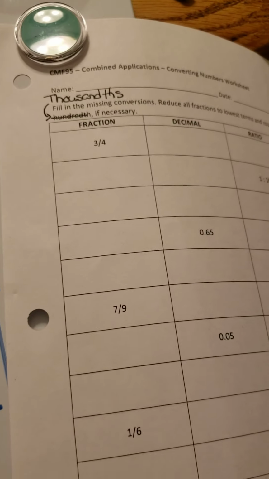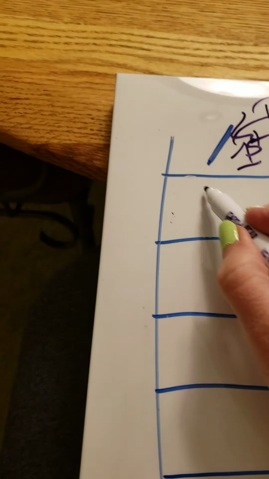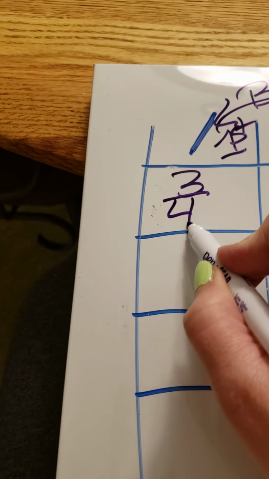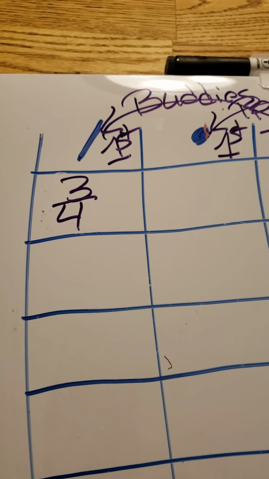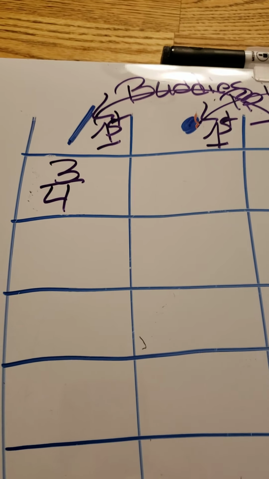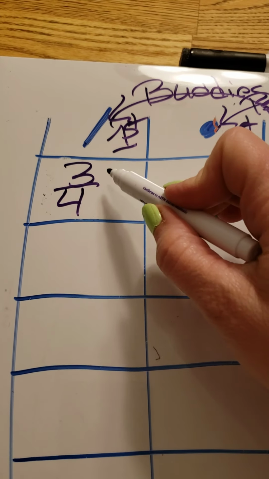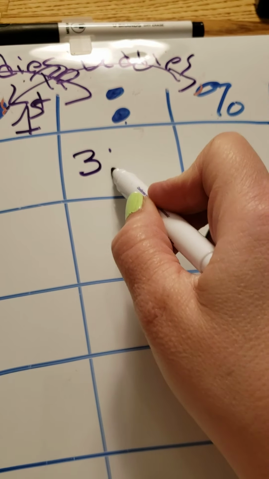So if I go off the worksheet, I have a fraction for the first one of 3/4. Okay, well, who's its buddy? Its buddy is a ratio. So I just have to kick it sideways. Whatever's on top gets read first. So 3 to 4.